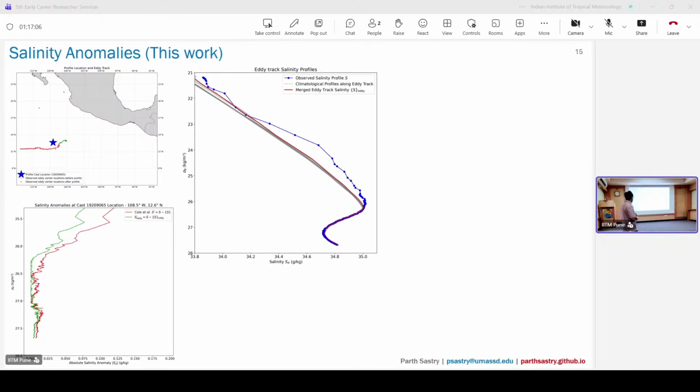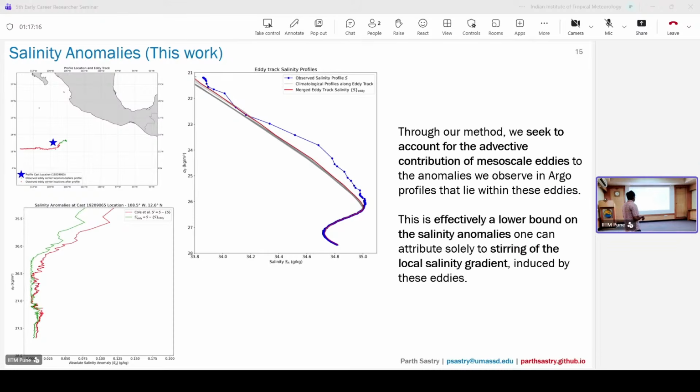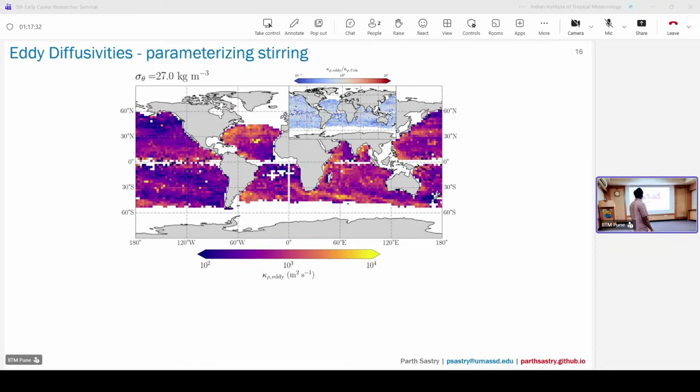So our anomalies are marked in green, whereas Sylvia's anomalies are marked in red. And you can see that there's a reduction because we are trying to account for the trapping and coherent advection that I talked about earlier. So effectively what we are trying to give you is a lower bound on what anomalies you can attribute to this mixing and stirring effect. And it is these anomalies that should be used in your mixing length analysis to give you diffusivities, is what we are planning. Okay, so if you do that, what does your diffusivity map look like?